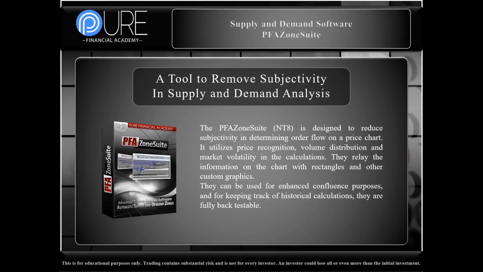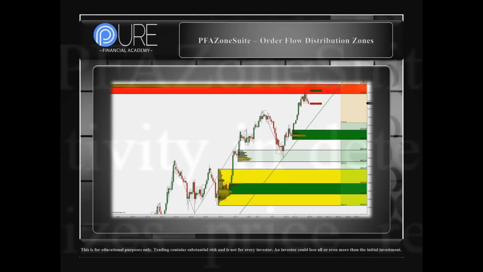All right, so I mentioned earlier in the presentation the possibility of supply and demand making any strategy overall better, and that's what I'm saying here. It can be used for enhanced confluence purposes. Again, it can be incorporated into any trading strategy. Let's look at some of the features and functionality.